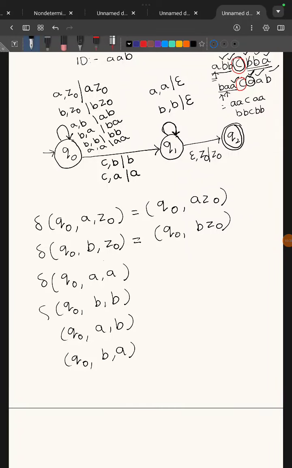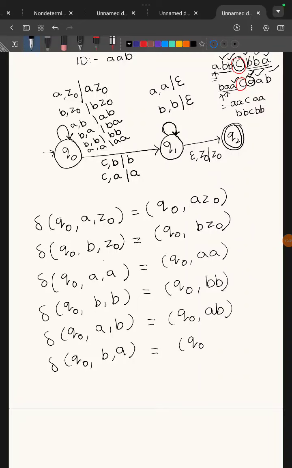What are we going to do? Whatever is the top of the stack, unless and until C is present in my string, I am going to do the push operation only. So here A will be pushed inside the stack. Here B will be pushed inside your stack. Here it will become AB. Here it will become BA. Whatever is the input symbol, we will just push inside your stack unless and until we see the symbol C.